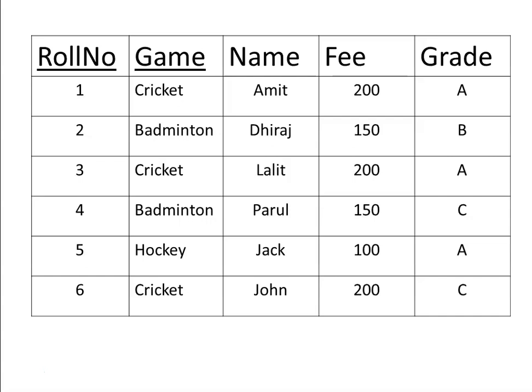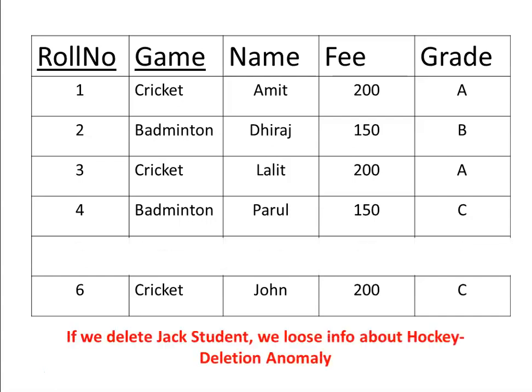Now how is it so? Let's say we are deleting information about Jack. When we are deleting information about Jack, information about the game hockey is also deleted. So when we delete information about a particular student, other information is also lost. So this particular table suffers from deletion anomaly.